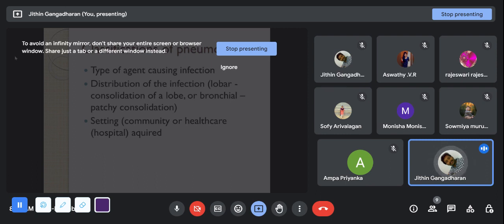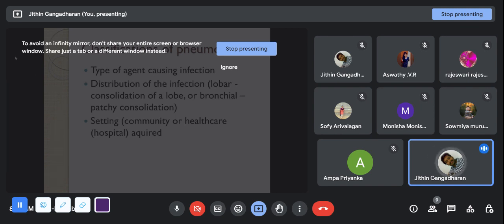Second one is hospital acquired pneumonia, which is a case of hospital acquired infection. In the hospital, the main organisms causing pneumonia are Staphylococcus aureus, then Pseudomonas aeruginosa. Then Klebsiella may be a reason, the same organism which causes urinary tract infection. Klebsiella may cause pneumonia. Then streptococcal pneumonia, same.